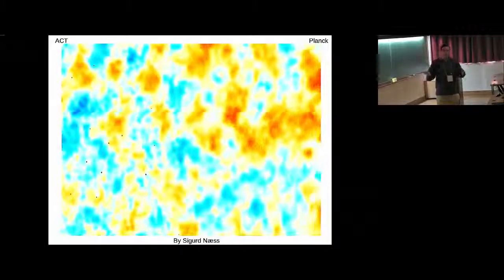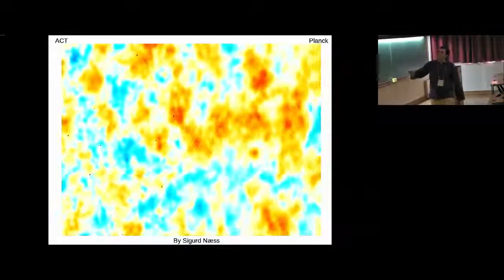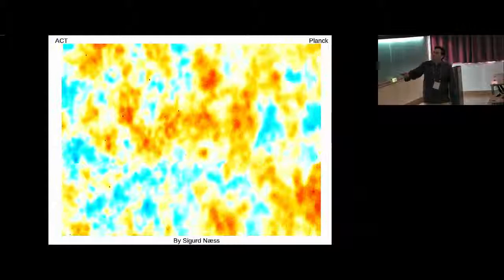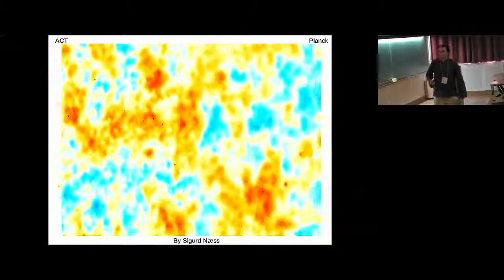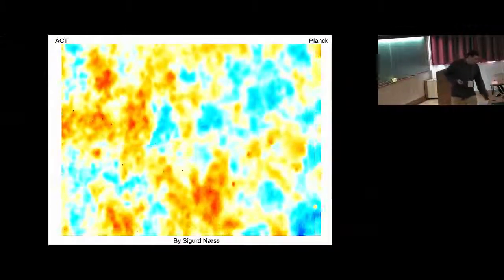I'm not going to introduce the SZ effect again because we've talked about it a lot. But at roughly 150 gigahertz, these are going to appear as cold spots. So maybe you can see one in that.